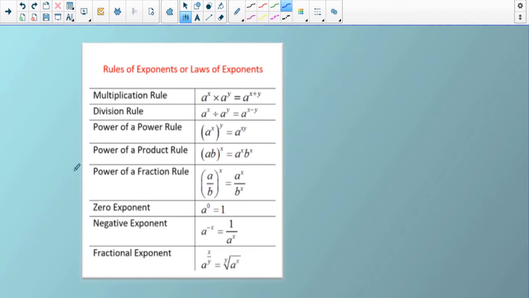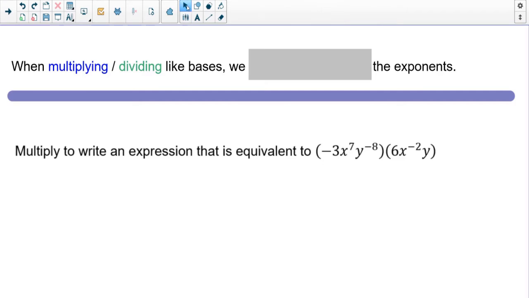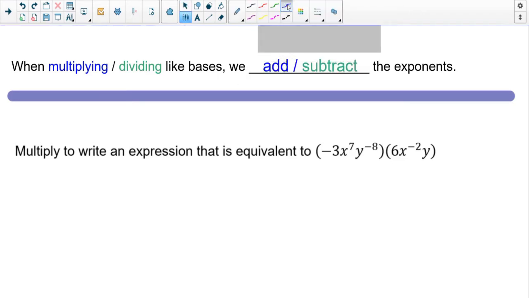But I prefer to kind of explore how they're used, and I think that's a better way to learn than just memorizing these. So all that's really important to remember here is whenever we're multiplying or dividing like bases, we just add or subtract the exponents. This is saying multiply to write an expression that's equivalent.